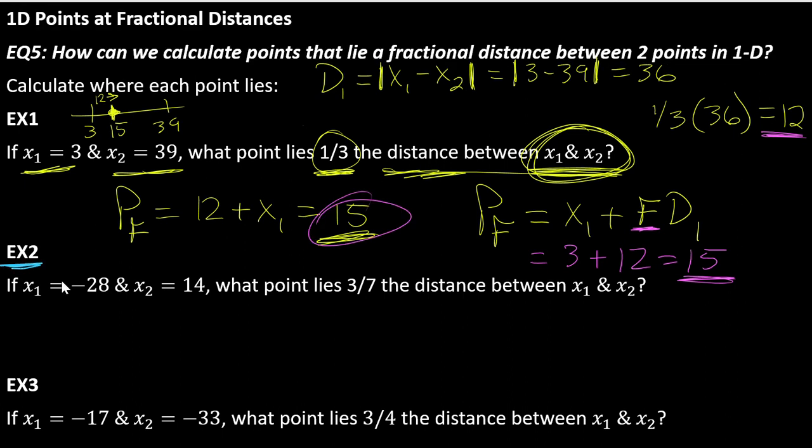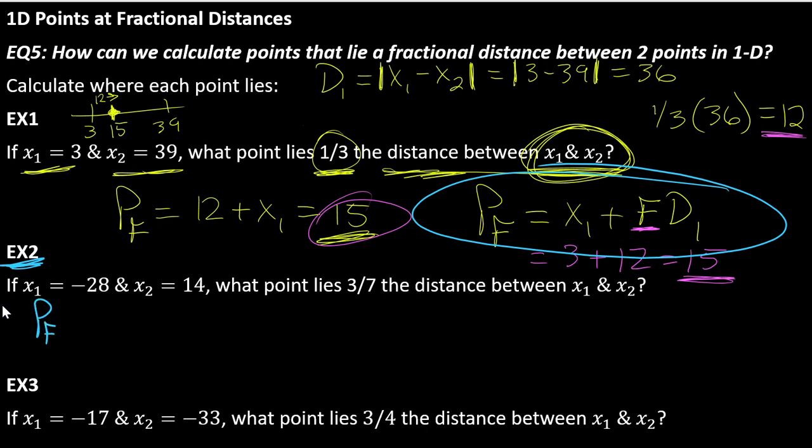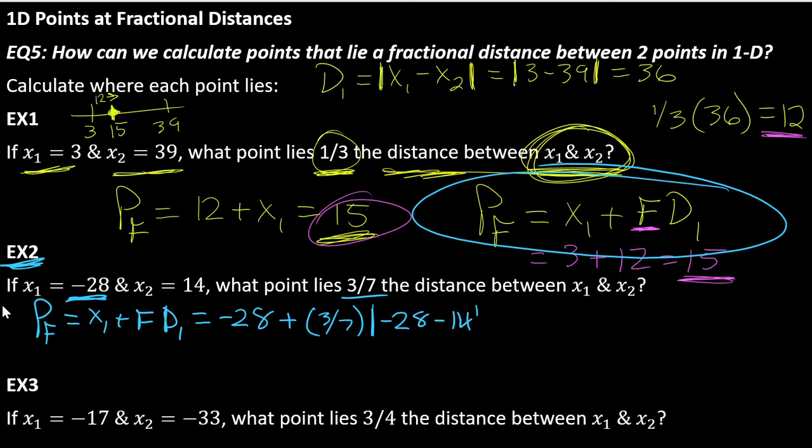Okay, let's try it a couple more times. So example 2. Let's try our formula here for a point at a fractional distance. So point at a fractional distance is equal to x1 plus our fraction times the one-dimensional distance. My x1 is -28, plus my fraction, 3/7, times the one-dimensional distance between x1 and x2. So I'm going to do -28 minus 14's absolute value. So I've got negative 28 plus, so what is my distance here? It's going to be 42. So 3/7 times 42. I'm going to go ahead and put 42 over 1.